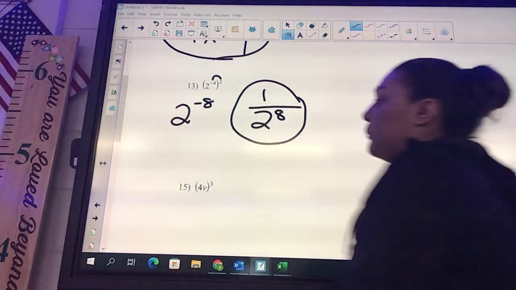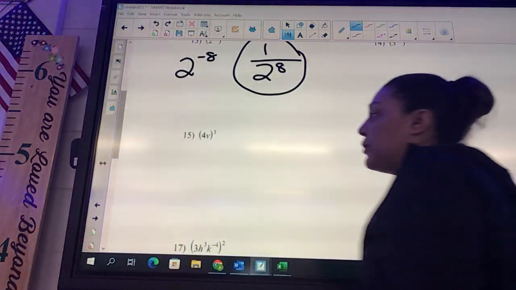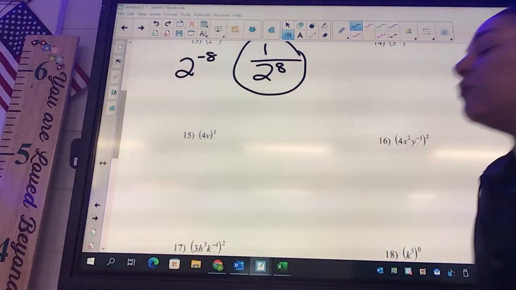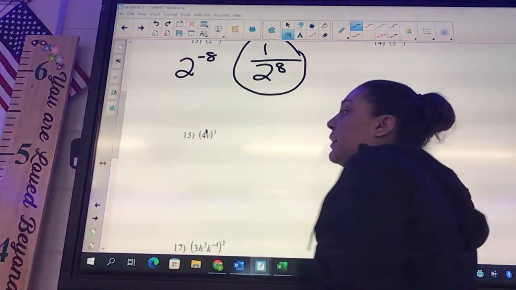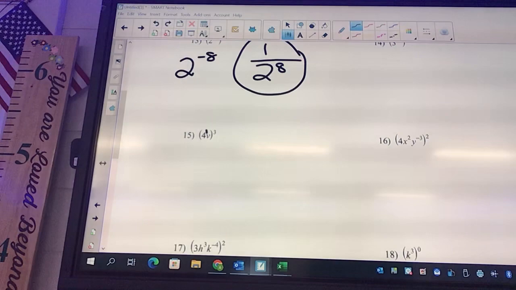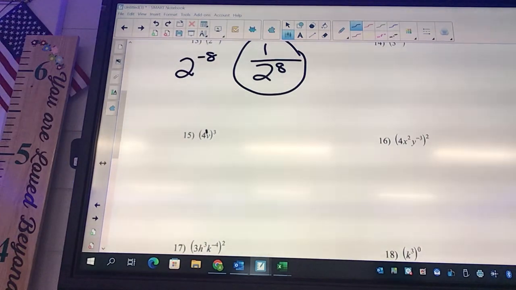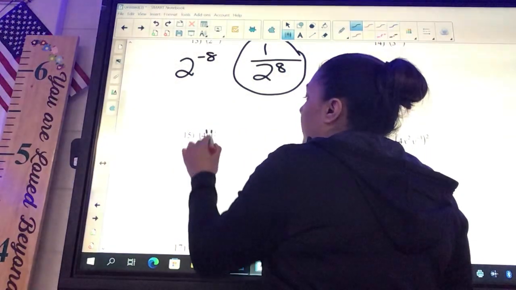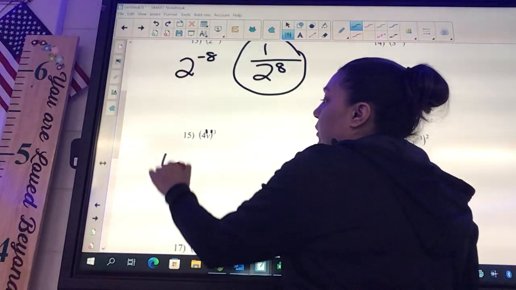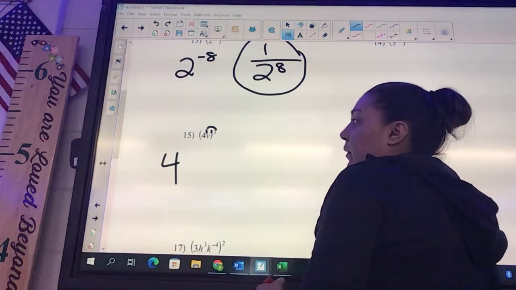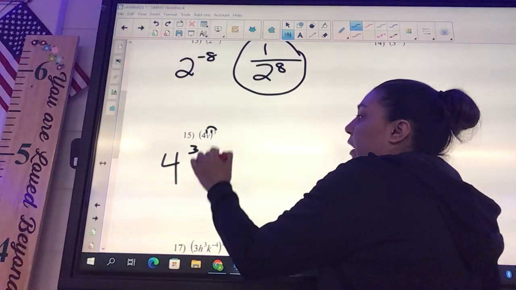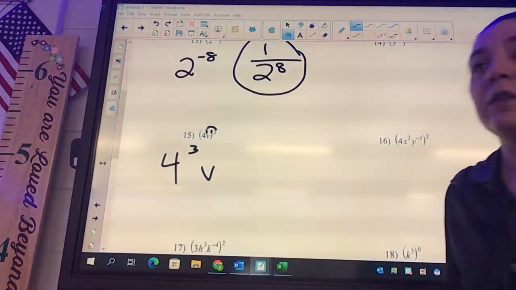Okay, 15. My suggestion, as it always is, is to put a 1 right here. Because then some of you guys forget to put that 3 with that 4, and you just write me down 4 v3, which is not correct. Okay? And there's really a 1 with this v too. So we're going to get 4 to the, what is 1 times 3? 3. And then you got b to the 1 times 3? 3.